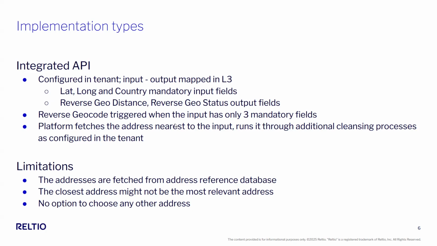Okay, reverse geocode is triggered when these three input fields are available. That is when the geocoding is triggered, and the platform fetches the nearest address to the input, and it runs it through all the other cleansing processes which are configured in the tenant. Now, this is a good approach when we talk about creating an address and you have no clue, or if you want to have an approximate address, you do not have an exact address in mind that you want this reverse geocode to suggest. So in this scenario, it is a good enough solution, but it comes with certain limitations.